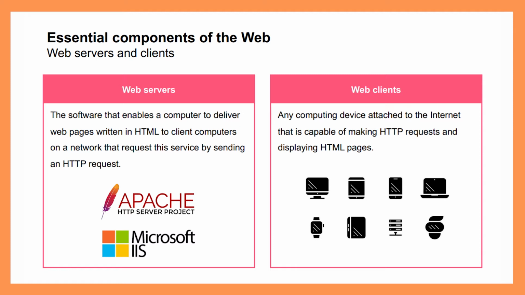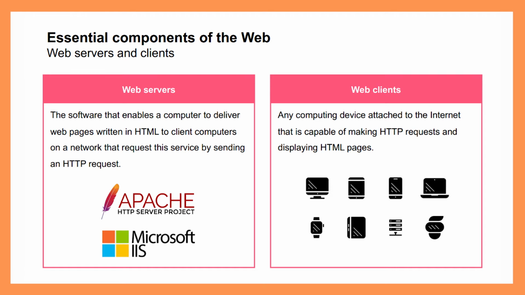A web client, on the other hand, is any computing device attached to the internet that is capable of making HTTP requests and displaying HTML pages. The most common client is a Windows or Macintosh desktop computer, with the various flavors of Unix and Linux computers a distant third. However, the fastest growing category of web clients is not computers at all, but mobile devices.